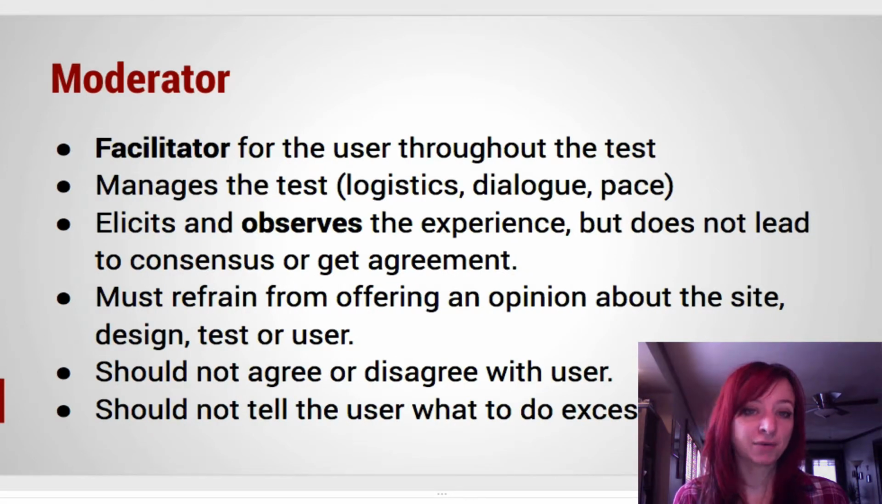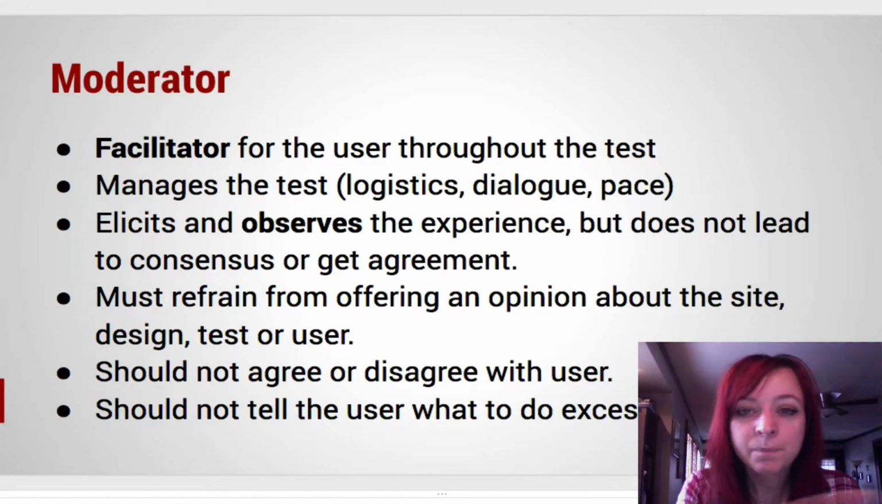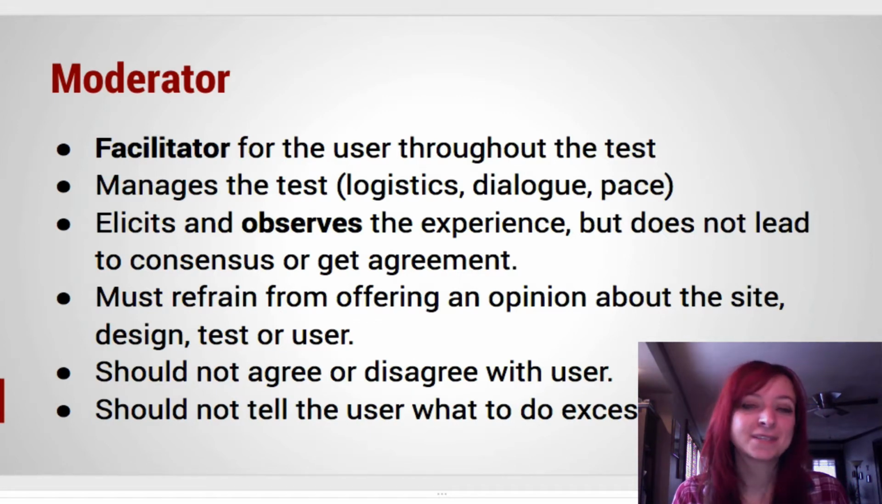Usability tests require a moderator. This is a facilitator for the user throughout the test. This person manages the test, the logistics, the dialogue, the pace, handing out the tasks, writing down observations. It's really important that the moderator observes the experience. A lot of times users don't say what they're struggling with, but you can see them struggling. So you can see that they're kind of looking at the screen, looking at the mouse, looking at the instructions. They're putting their mouse all around the page, and a lot of times that observation can help you understand they've run into a roadblock.